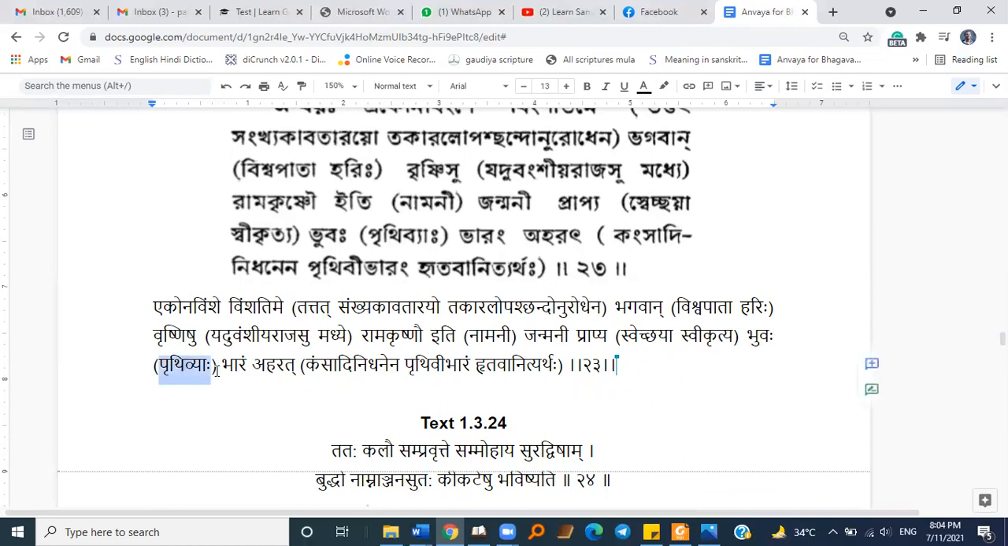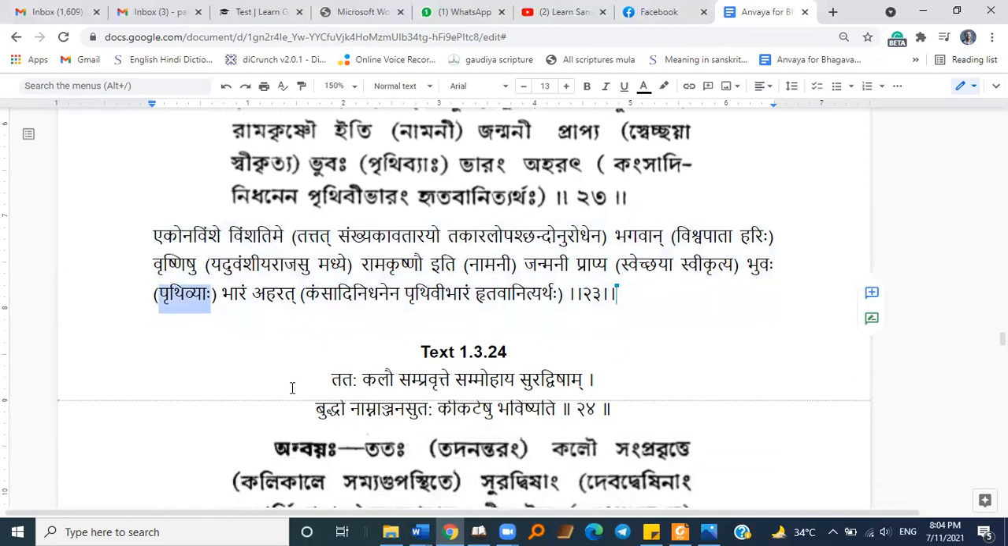What is the original word for this? I'm sorry, for which? This highlighted one. Prithvi. And which word is it? Is it the instrumental, the third one? No, I mean, which word is like this? Is it just like bhakti? No, it's not bhakti.